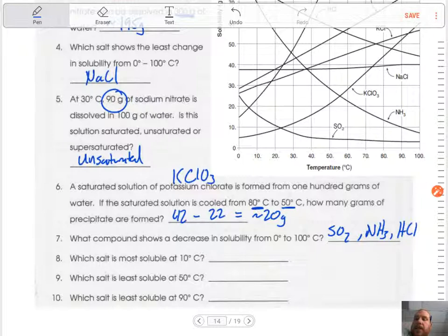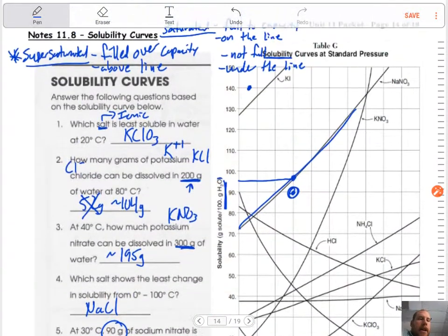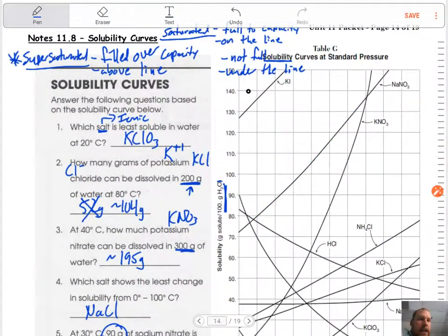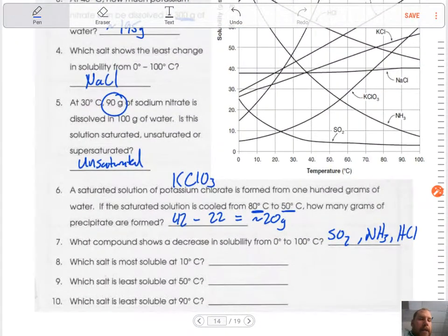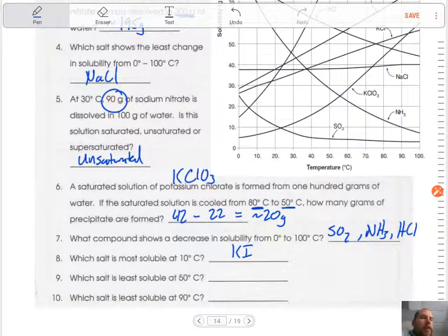Which salt is most soluble at 10 degrees Celsius? Remember, guys, salt is the key word here. It's got to be an ionic compound. That would be potassium iodide. Which salt is least soluble at 50? And this is the one that maybe you got right, maybe you got wrong. A lot of people are just going to say SO2, but SO2 is not a salt. So you got to go up to the next line, which is going to be KClO3. That is the correct answer.